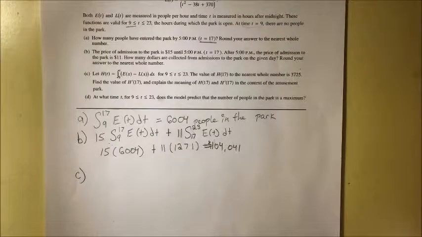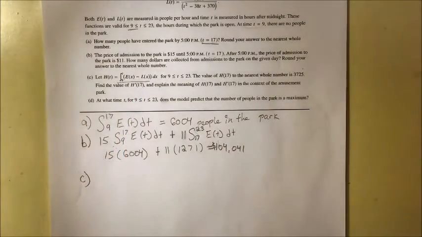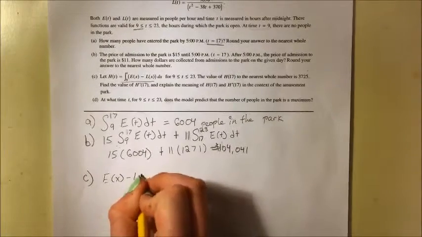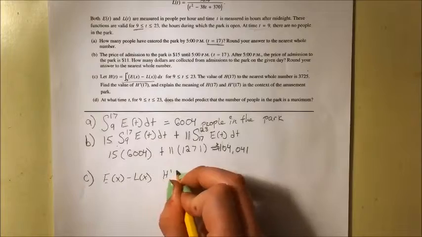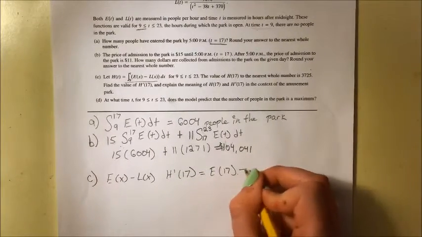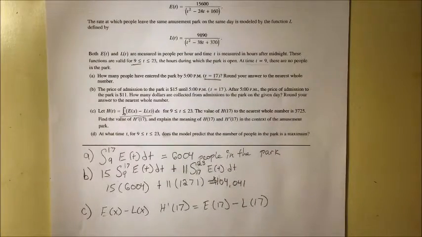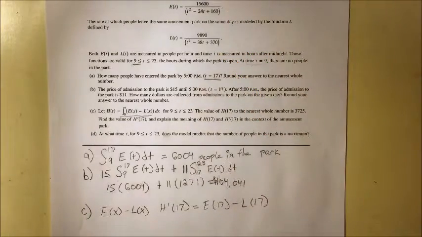Now, since the function h of t is the integral of E(x) minus L(x), then that means the derivative of h of t would simply be E(x) minus L(x). Now we can confidently assume that h prime of 17 is therefore equal to E(17) minus L(17). So looking back at the original problem, we see that that is the E of t and the L of t we'll be working with. So you'll plug in 17 to both of those.